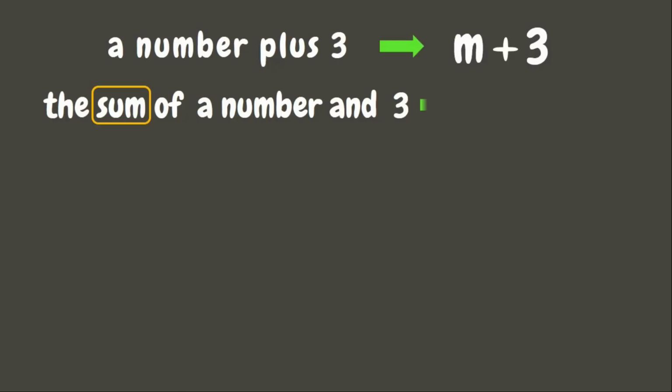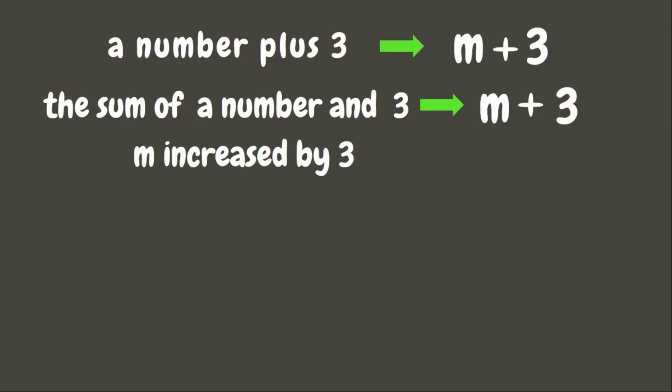Therefore, we need to add a number which can be represented by a variable, let's say letter M, and the number 3. So that is M plus 3. Very good. Let's have another one. We have M increased by 3. Here we already have a variable which is M. So let us write M.